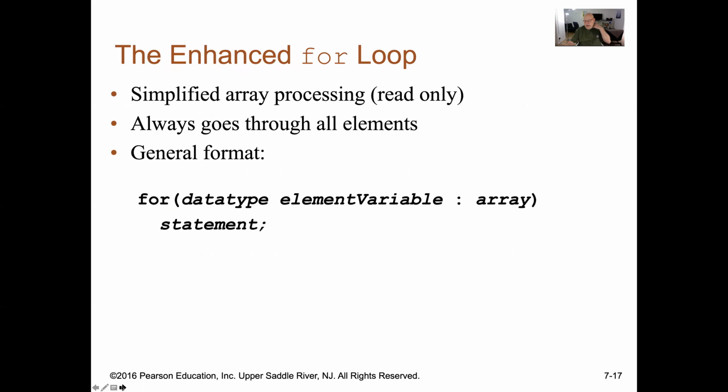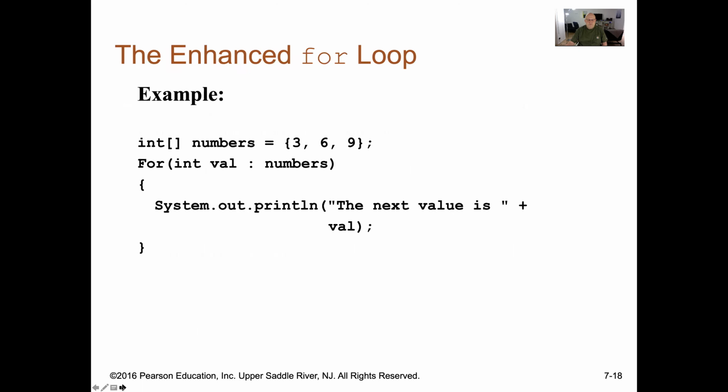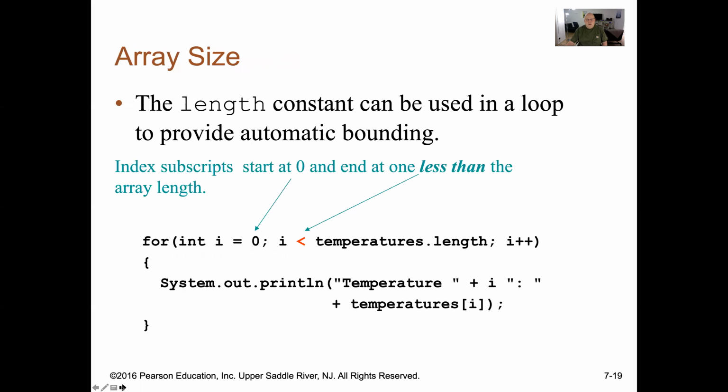This is the enhanced for loop. Example. This talks about the array size. The length constant can be used in a loop to provide automatic bounding. Take a look at the code: you start at 0 and end at 1 less than the array length.